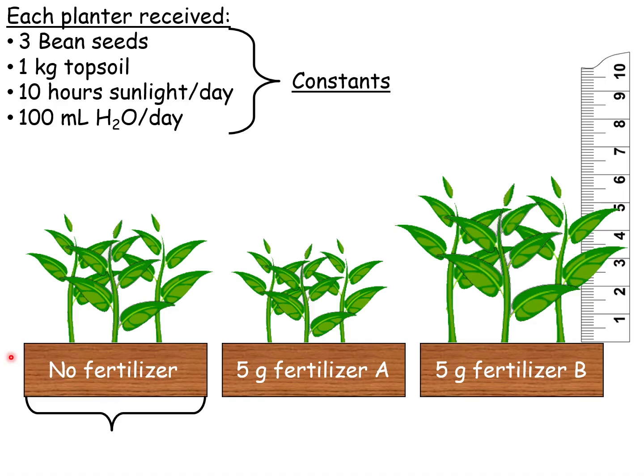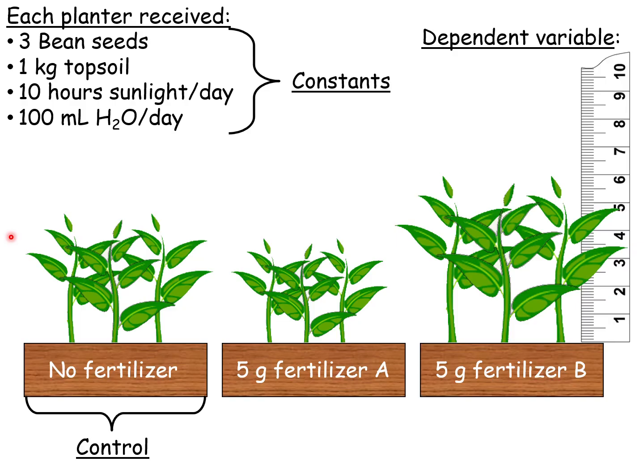The first planter didn't get any fertilizer at all, and that told us that the beans will grow to this height, looks like 5 units. I don't know what that was supposed to be. So since it didn't get any fertilizer, that would be the control.